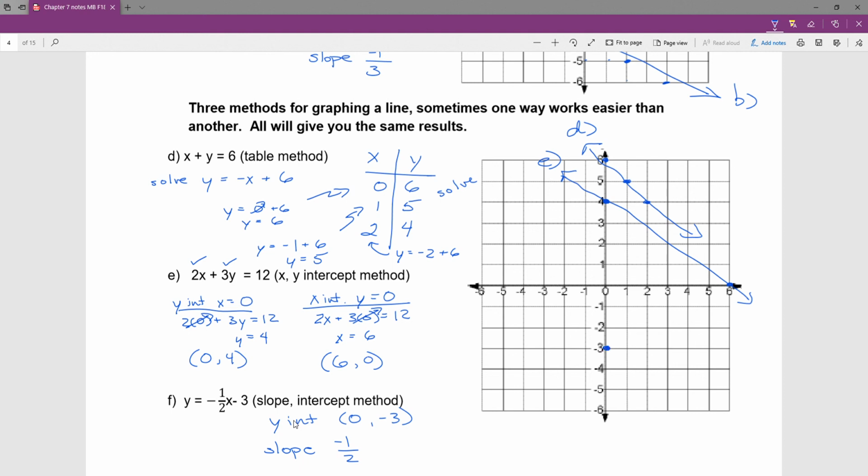So I start at 0 and -3, and then I use my slope as instructions to get to another point on the line. So I go down 1 and over 2. Again, this is telling me down 1 over 2. And I can do that between any 2 points on the line. So down 1 and over 2. So that's how you would put that equation on the graph.